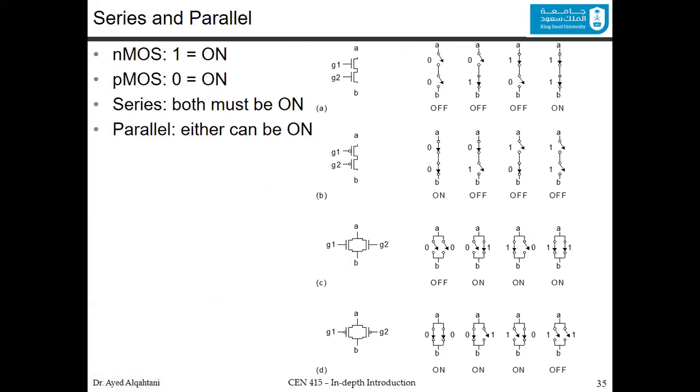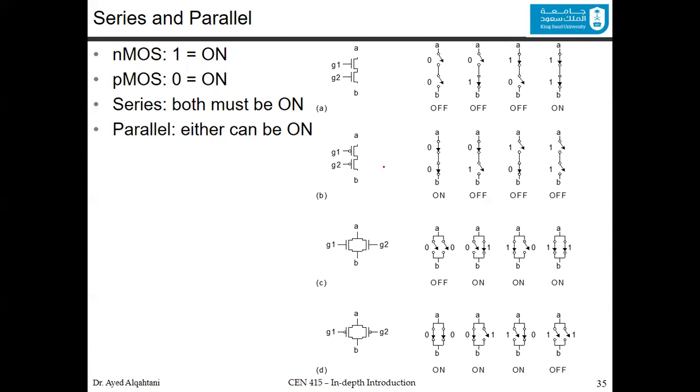Now, what if we connect these transistors in series or in parallel? Now, remember, in NMOS, if you have 1 in the gate, it's on. The PMOS, if you have 0 in the gate, then it is on. Now, for the series in general, both must be on, so the path is connected between 2 terminals. In the parallel, either can be on to have a path.